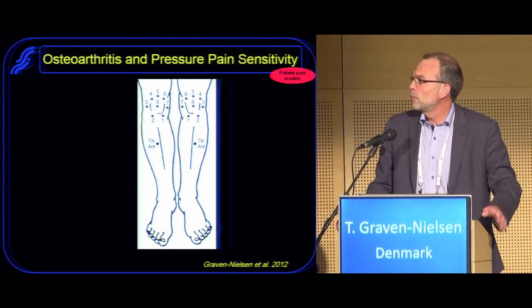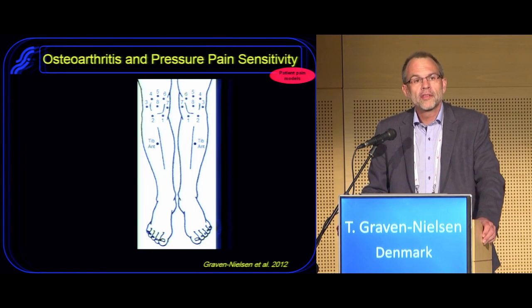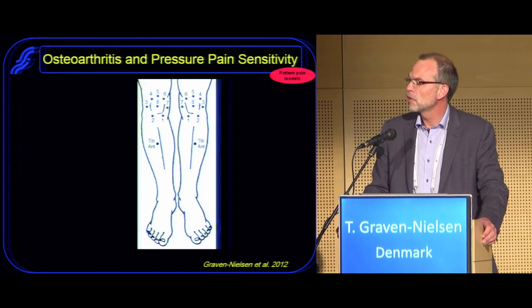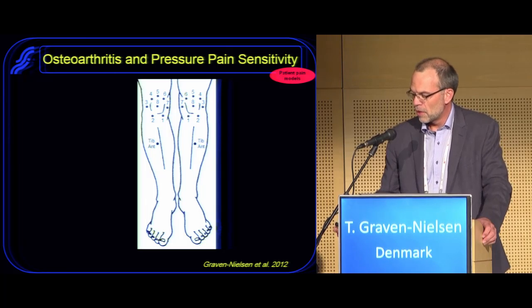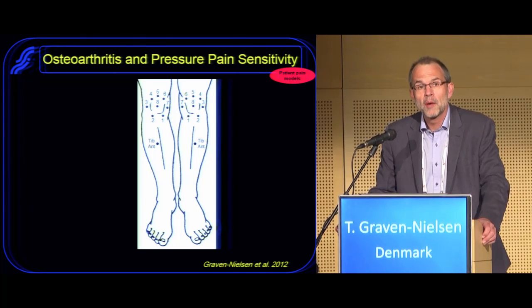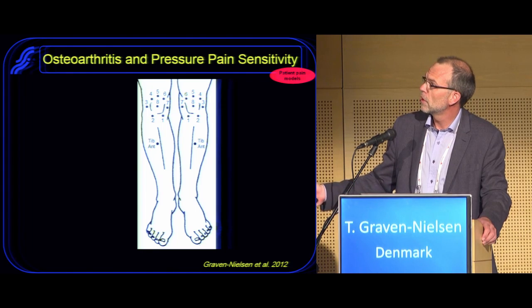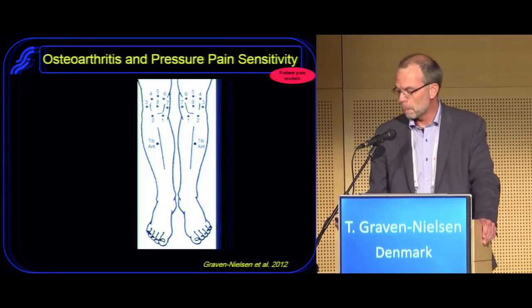So, for many years now, we have used osteoarthritis patients as a model to understand what is happening when we have an ongoing input to the pain system for a long time. We have used pressure algometry, and we have done studies where we have evaluated the pressure pain thresholds around the knee and on distant sites on the tibialis anterior muscle, but also on the arm.